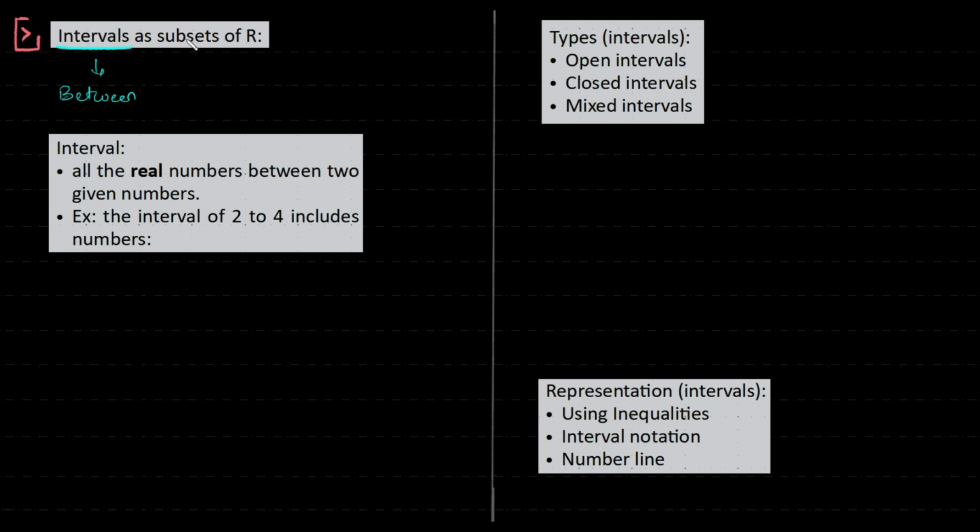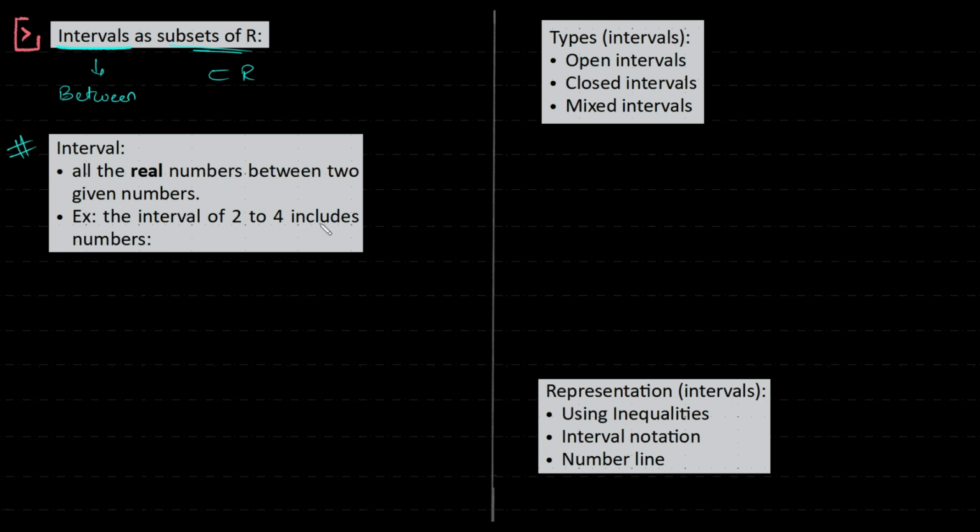But in this case, when we talk about intervals in this chapter and the future chapters, we're talking about subsets of real numbers, not natural numbers, real numbers. So all the things that we're going to talk about will be sets of real numbers. So interval as a definition or idea is the following: all the real numbers between two given numbers.